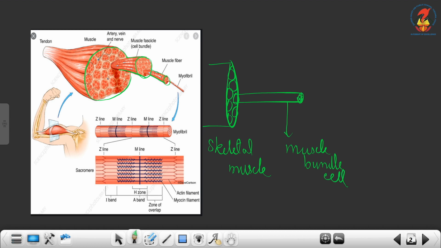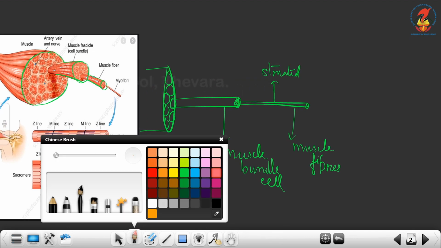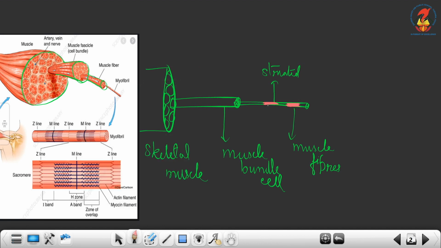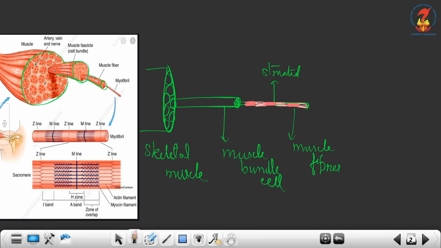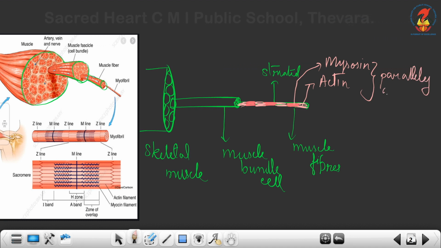And each muscle bundle cell comprises the muscle fibers. And this muscle fiber appears to be striated because it comprises two sets of myofibrils. This is the thick, which I am shading with a dark pink color, and the thin, which I am shading with light pink color. The thin filaments are called actin filaments, and the thick filaments are called myosin filaments. These filaments are arranged parallelly, alternatively, side by side, with the edges overlapping.